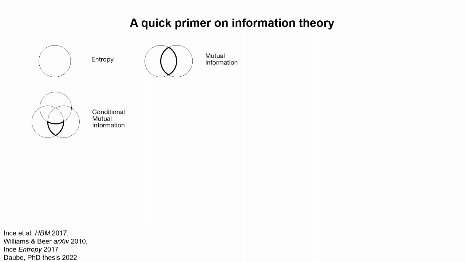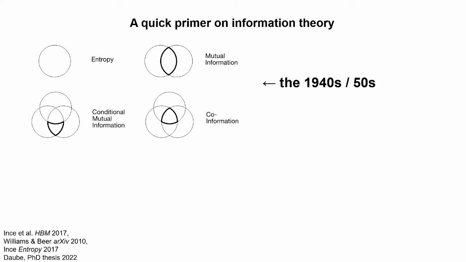Then we can enter the realm of three variable systems, which is the main focus of this talk. For example, we can look at conditional mutual information, where we condition something between two variables on a third variable. Or we look at something referred to as co-information, which is the triple set intersection, which aims at quantifying interactions between these three variables. The point here is that all these things were already around in the 40s and 50s, back when Shannon and friends were inventing information theory from scratch.